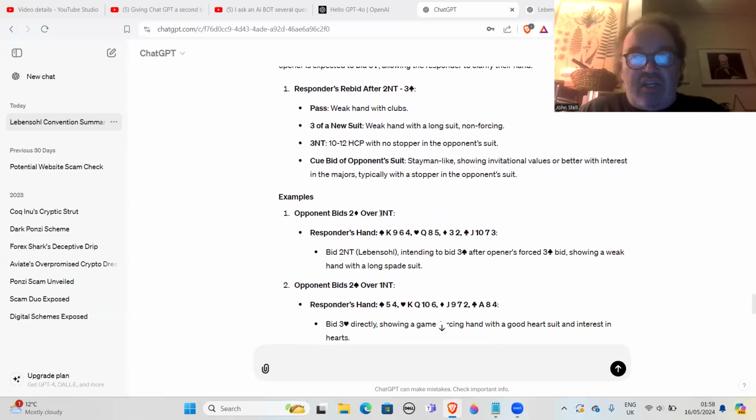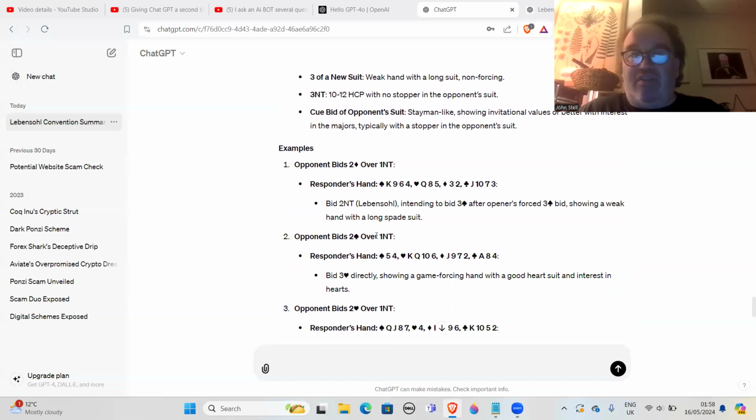Example: opponents bid 2 diamonds over 1 no trump. Responder's hand, 6 count. Okay, so right, this is where it's gone nuts. Opponents bid 2 diamonds over 1 no trump. So 1 no trump, 2 diamonds, over.